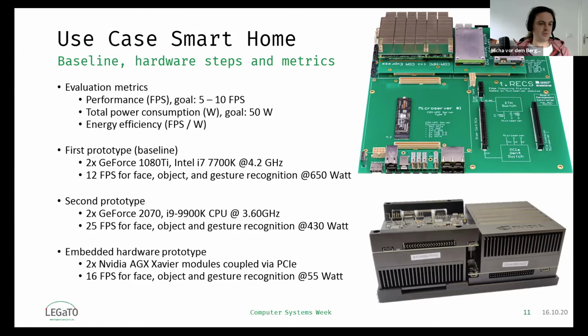The first prototype that we developed at the very beginning of the project, we used two GeForce 1080 Ti graphics cards on an up-to-date Intel i7, and we were able to achieve 12 frames per second running at 650 watts. This is quite massive power consumption, and we really wanted to go down. So what we have achieved then in the second prototype is we improved the frames per second, so improved the performance, and also went down with the power consumption a little bit, but the massive improvement in energy efficiency was then achieved when going to embedded hardware prototypes.